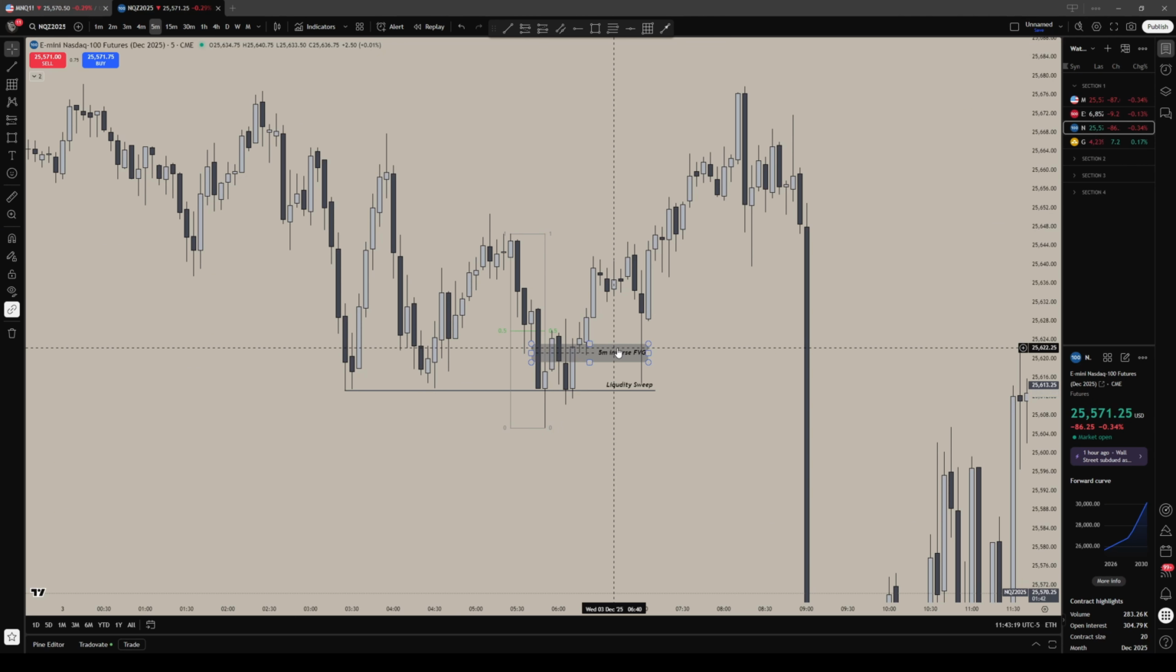Now, once price inverts this, I'm looking to enter. You can enter on the candle close. Now, where do you put your stop loss? You put it under the low.